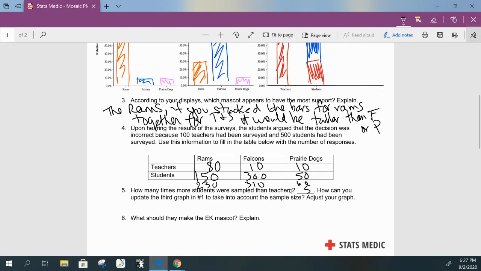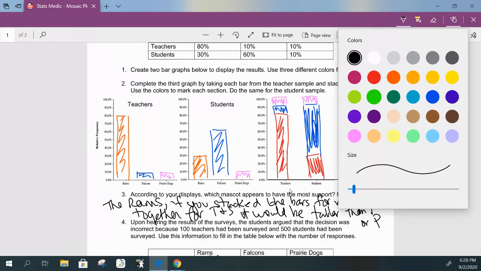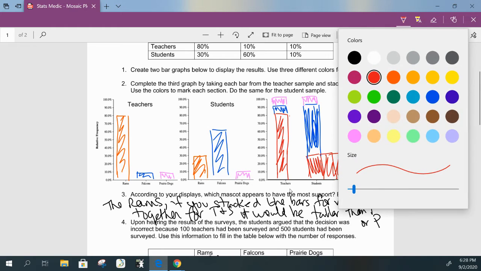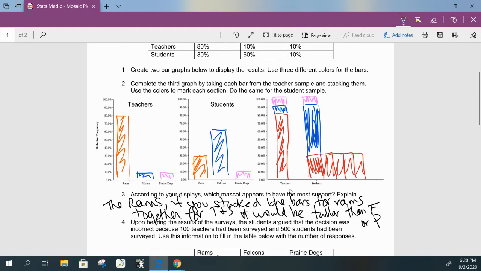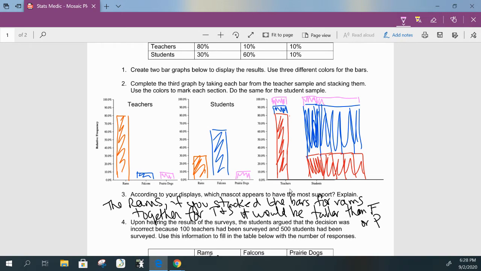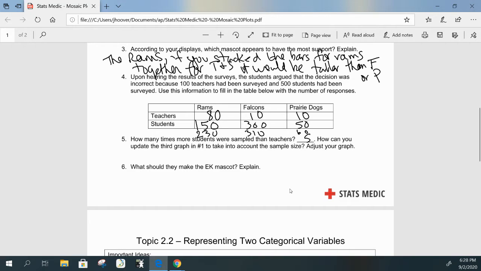So I have 1 bar here. We're going to come up and we're going to add 4 more for proportion. So I've got 1, 2, 3, 4 more reds. And we're going to do the same thing with the blue. And then finish with the pink. So now we can see a very different story as far as who preferred what and who got to pick the mascot.